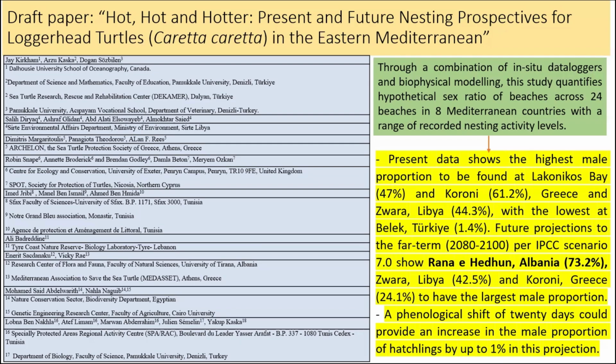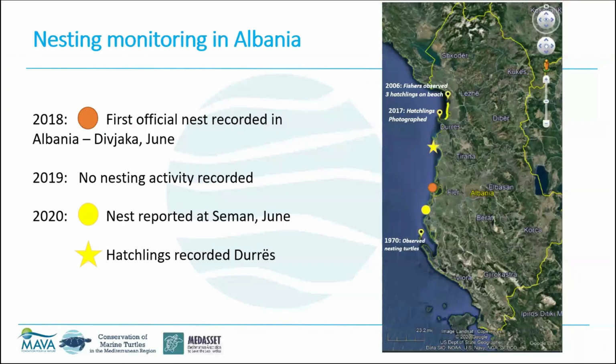And the data shows the highest male proportion to be found in some of the beaches in Greece, Libya and Turkey, but there is also a beach in Albania which has the highest rate of male production in the future. So our beaches are very important for keeping the sex ratio in balance, let's say.